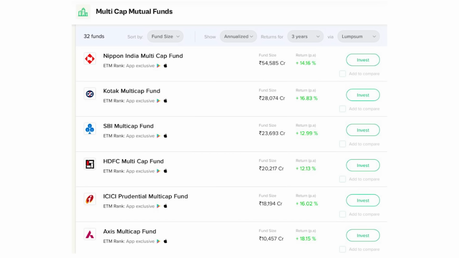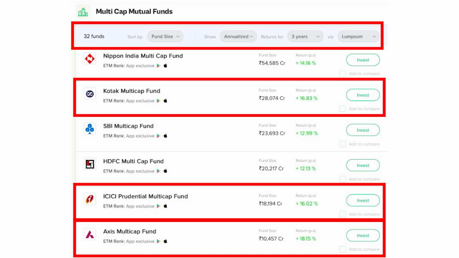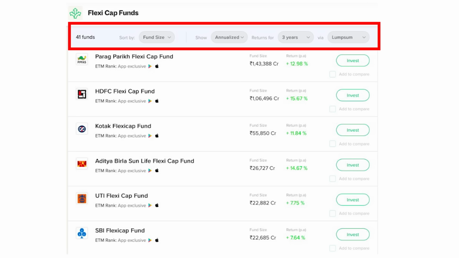Now when we look at category level data, an interesting trend emerges. Over the last 3 years, several multi-cap funds have delivered returns that are in many cases higher than Flexicap funds. For example, in this slide, we have shortlisted the returns of the most popular multi-cap funds. Axis Multicap Fund has delivered around 18% annualized return over 3 years, followed by Kotak and ICICI Multicap Fund.